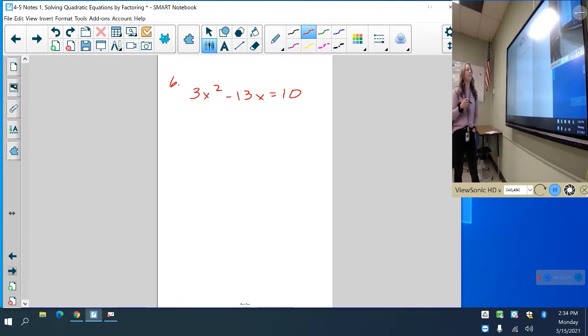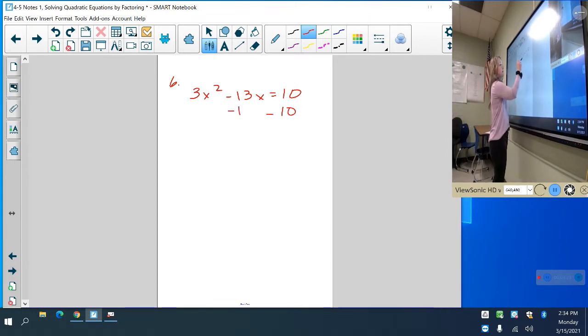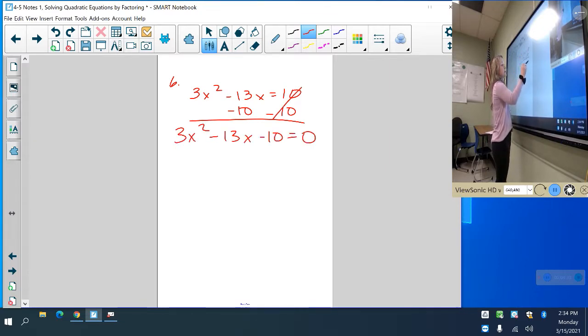Let's try another one. Step 1, set the equation equal to 0. So I'm going to subtract 10 from both sides. I'm left with 3x squared minus 13x minus 10 equals 0. Greatest common factor, negative. I don't have one. So I'm going to go ahead and make my X. 3 times negative 10 is negative 30. That adds up to negative 13.